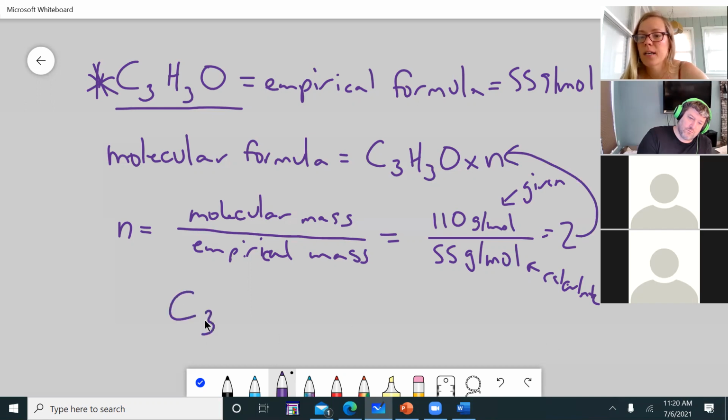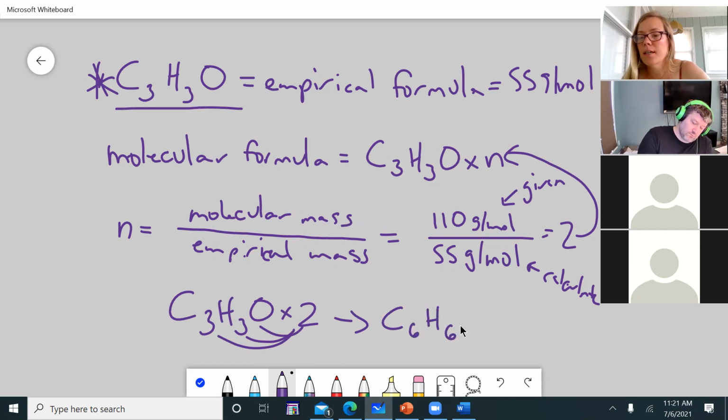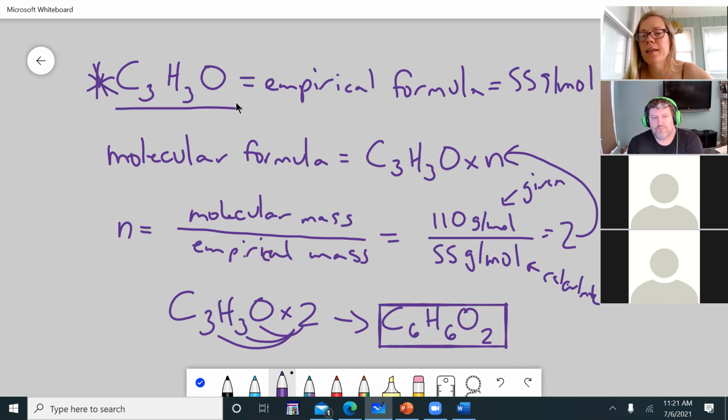So we take the C3H3O and multiply it by 2. Now, when I multiply it by 2, I multiply every subscript by 2. So the molecular formula is now going to be C6H6O2. This thing is twice as big as this thing. It's twice as heavy, 2 times.